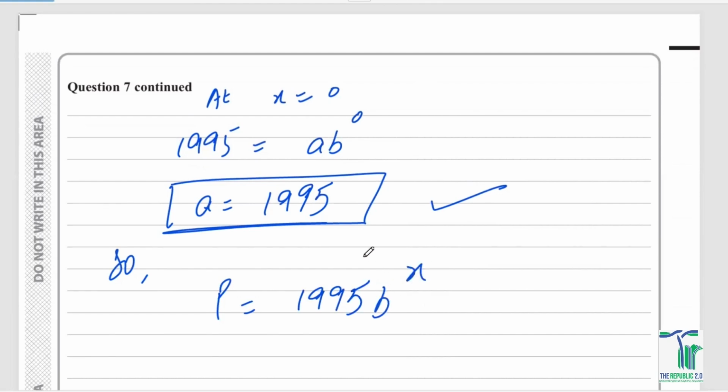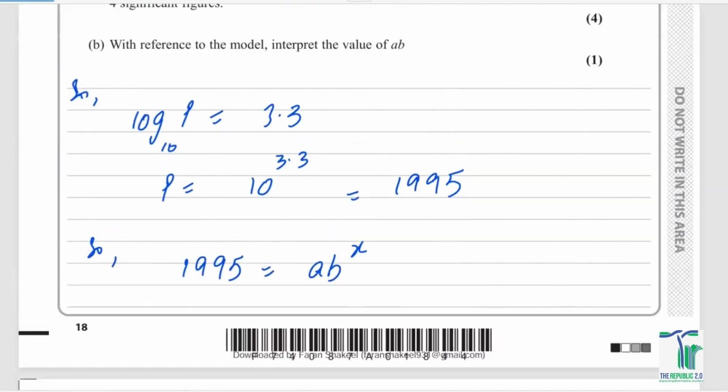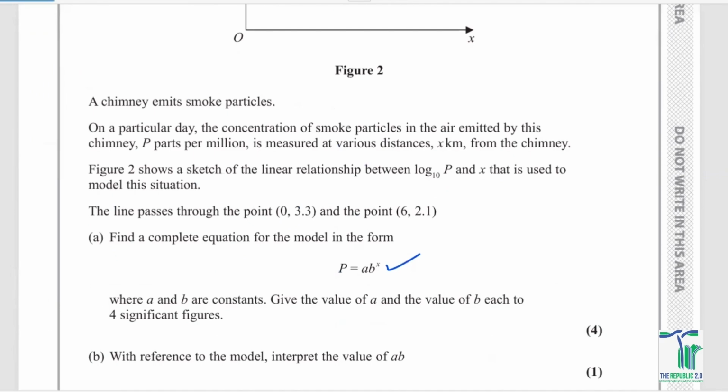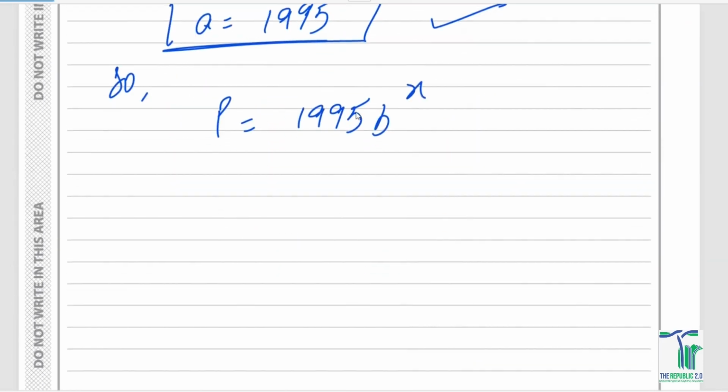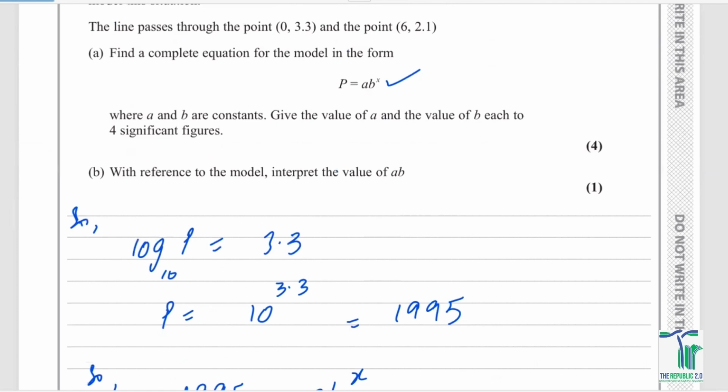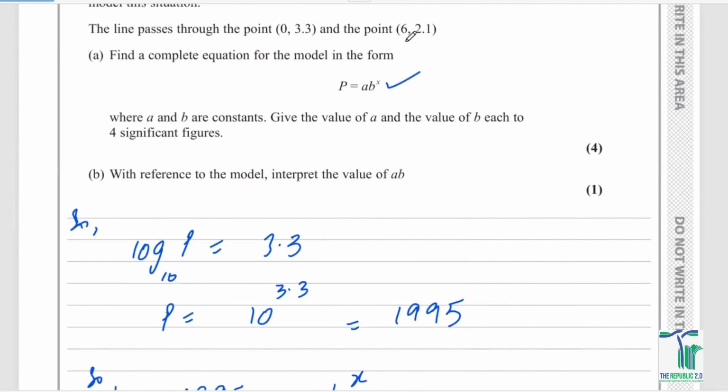And now what I can do is simply plug in any of the points given, and I've been given the other point, that is 6 and 2.1. I'm just going to plug that point in. So log P is 2.1, so P has to be 10 to the power of 2.1. So you've got P and you've got x as well.